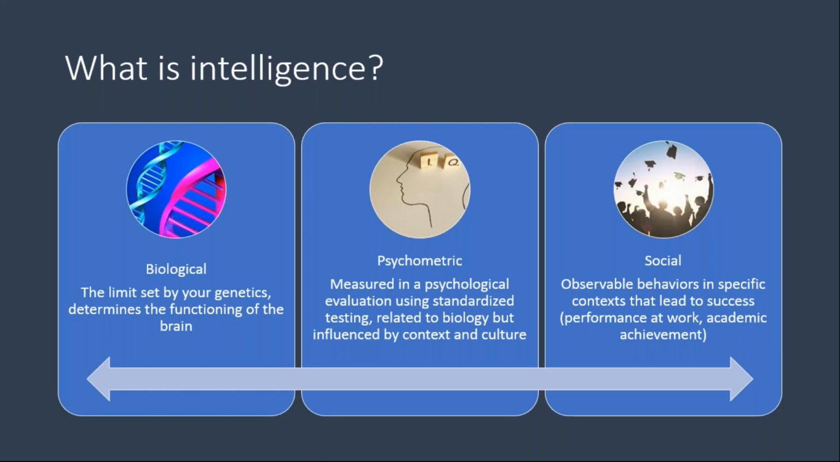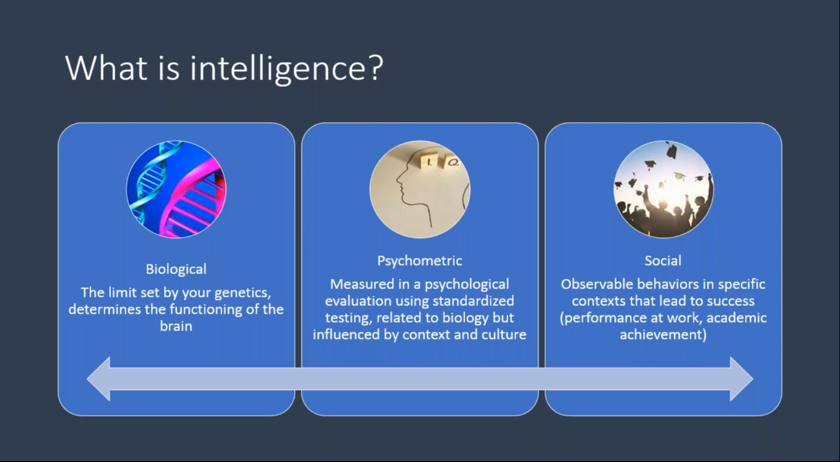The first way can be biological. So everybody's given intelligence has some source of biology. There's a limit that is set by your genetics and by your brain that determines level of functioning. And usually we think about that as kind of the limit being that's the most that someone is going to be able to achieve based on their genetics, their biology, things like that.